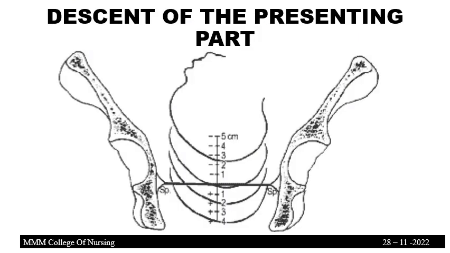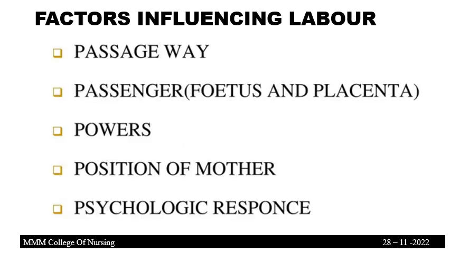Next is the descent of the presenting part. As you see, a line is drawn between the two ischial spines. From there we calculate the presenting part, whether it is above or below the ischial spine. If it is above the ischial spine, it may be from -1 to -5. If it is below the ischial spine, it can be from +1 to +4. If it is +4 and 5, it is almost out of the perineum. So that is about the mechanical factors which contribute to labor.